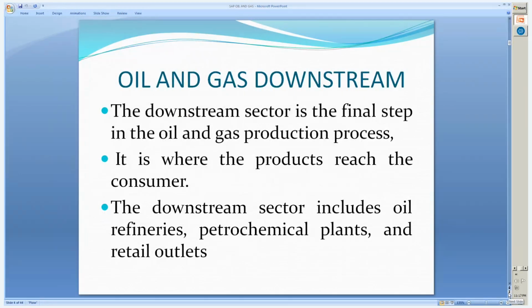The downstream sector is the final step. That means in the end-to-end process, it is the last link, where the refinery company is involved in manufacturing the end process products, oil and gas. It is where the products are ultimately made to provide to the consumer. The downstream consists of companies engaged in refineries, petrochemical plants, and retail outlets. The outlets can be owned by the refinery companies, or they can be dealer companies who buy the petrol and diesel from the refinery companies and sell it to consumers through the retail outlets.